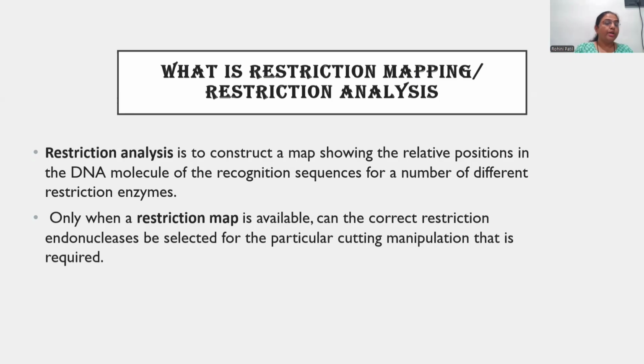Now, if you know where the restriction site is over the DNA, then that enzyme is going to be selected. Otherwise, that enzyme cannot be selected. Now, how to construct this restriction map or how to do this restriction analysis?